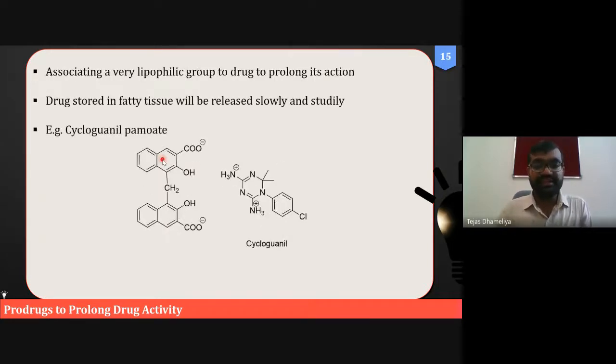Then proguanil and cycloguanil are another kind of approach, where associating a particular lipophilic group may also increase the therapeutic action of a particular drug. Cycloguanil is basically the active molecule, and proguanil is its prodrug. These are used in malaria, and they are involved in inhibition of the enzyme called dihydrofolate reductase. Our objective here is to make a prodrug of cycloguanil pamoate. So we are making its pamoate salt. This salt will be easily stored in the fatty tissue and very slowly released, and this steady release will show the therapeutic action, so one can have a slow and steady release in this case.